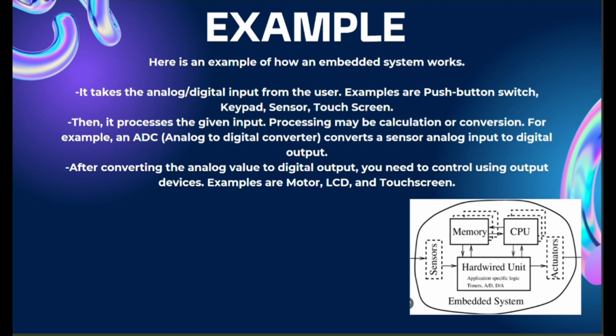Here is an example of how an embedded system works. It takes the analog or digital input from the user. Examples are push button switch, keypad, sensor and touch screen. Then it processes the given input. Processing may be calculation or conversion. For example, an ADC, which is analog to digital converter, converts a sensor analog input to digital output. After converting the analog value to digital output, you need to control using an output device. Examples are motor, LCD and touchscreen.